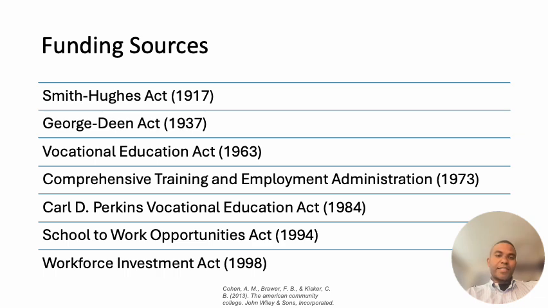Carl D. Perkins Vocational Education Act, so this one is in 1984. Those of you who are familiar with career and technical education, both at the K-12 level and at the university level, are probably familiar with Perkins funds, but they fund a lot of vocational or occupational training. There's also the School to Work Opportunities Act of 1994, as well as the Workforce Investment Act in 1998. So you're getting a lot more involvement with things like the Department of Labor in terms of funding.